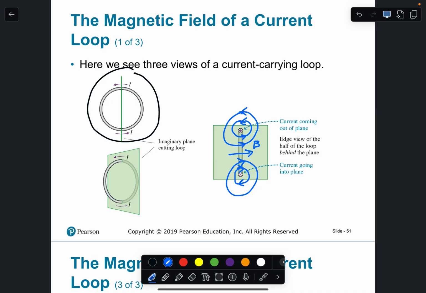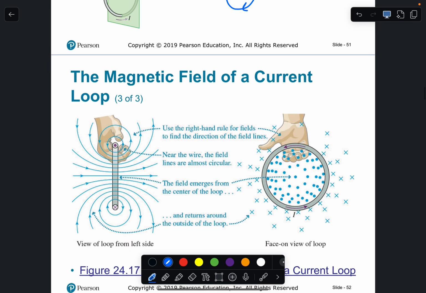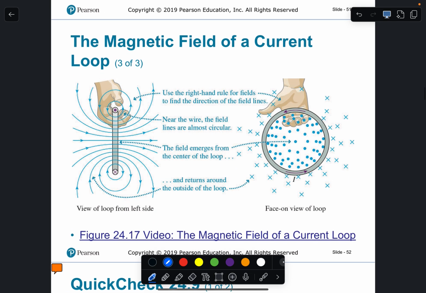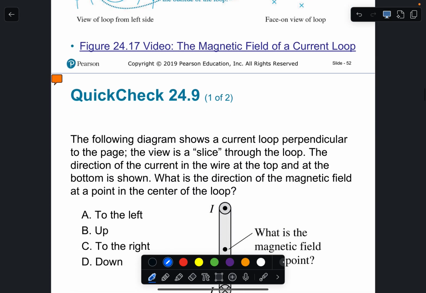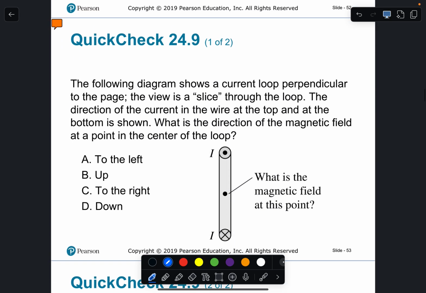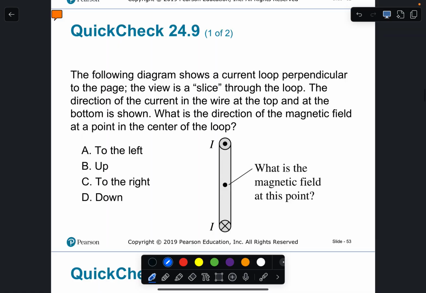Okay, so the current loops are a little bit difficult to visualize. Here's a schematic for you guys to look at. Look at it later, analyze it later when you're studying. Okay? So here's kind of what I just did. Let's practice it. So what is the direction of the magnetic field right there?